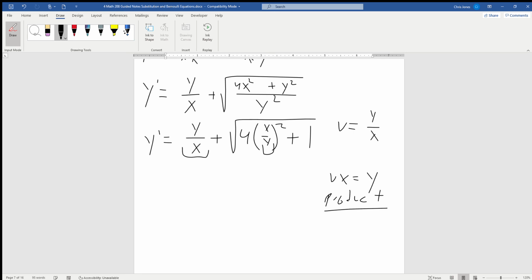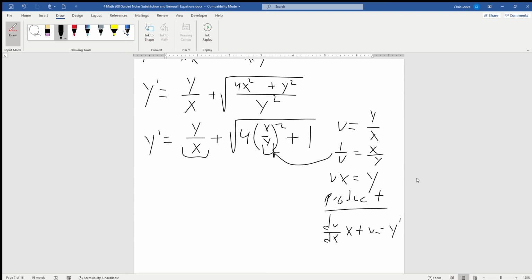And our product rule says take the derivative of the first factor, so that's dv dx times x, plus the derivative of the second factor, derivative of x is 1, and that's going to be our y prime. I want you to notice that instead of using v, we could use the reciprocal of v. So 1 over v is going to be equal to x over y. And that's what we're going to substitute back in under the radical.